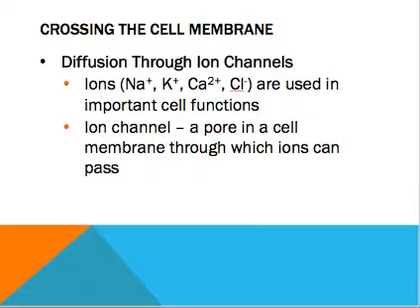When they cross through the cell membrane, this is still diffusion, so it's going from an area of high concentration to an area of low concentration. Ions such as sodium, potassium, calcium, and chloride are important to cellular functions. So they have to be able to cross the cell membrane, but they cannot go just straight through. So they use ion channels. An ion channel is a pore, like what you think of as a pore on your face. It's a hole in the cell membrane that ions can go through.